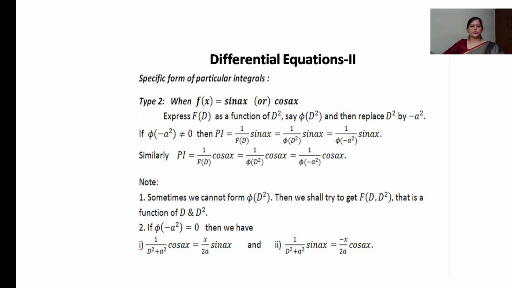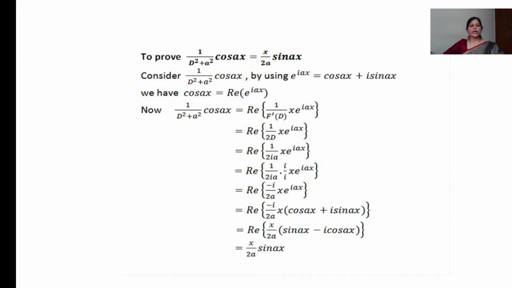Now we are going to prove this one. The first one is 1 over D square plus a square into cos ax. Here we want to prove that it is equal to x by 2a into sin ax. So whenever phi of minus a square is equal to 0, we are going to use this condition. Okay, so now 1 by D square plus a square into cos ax.